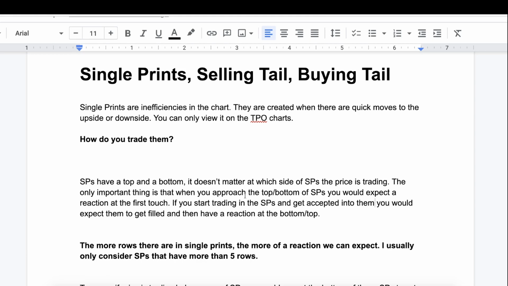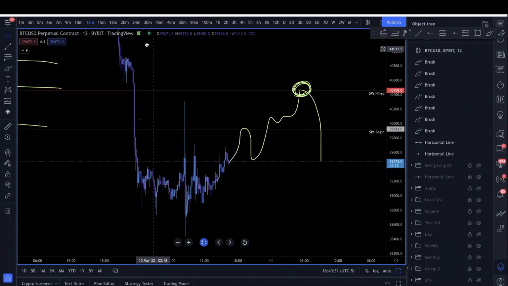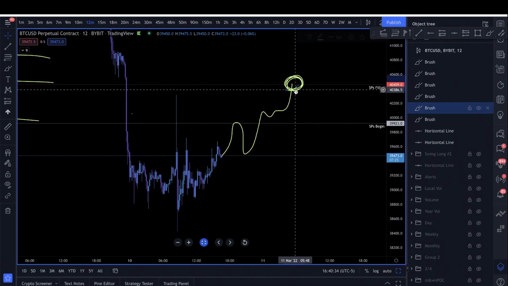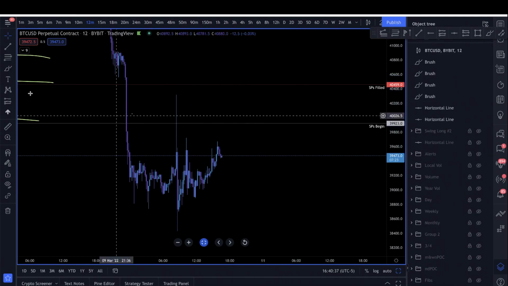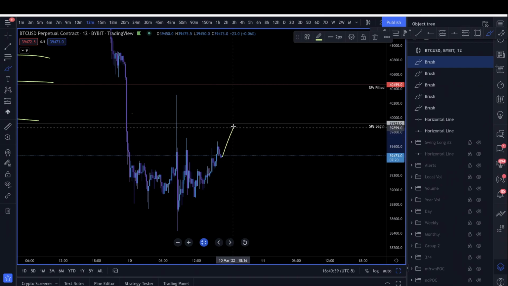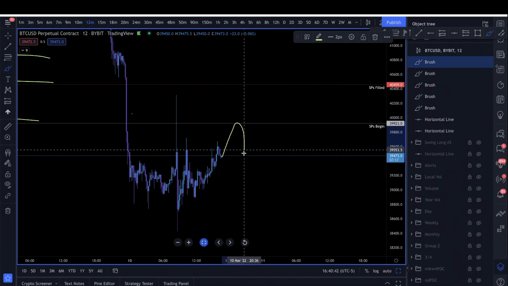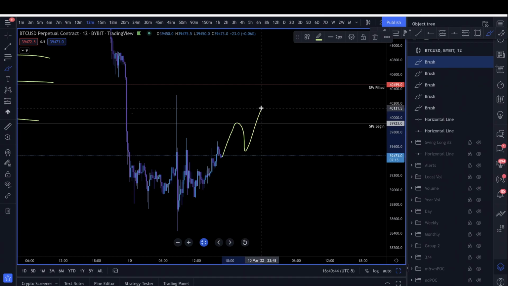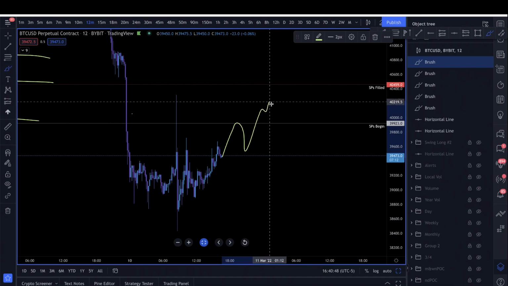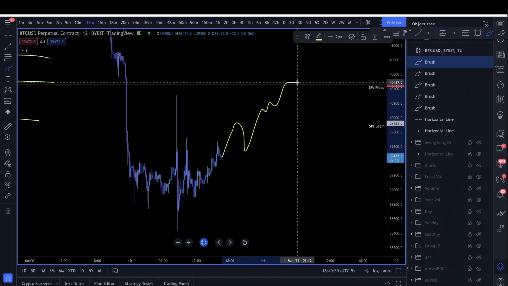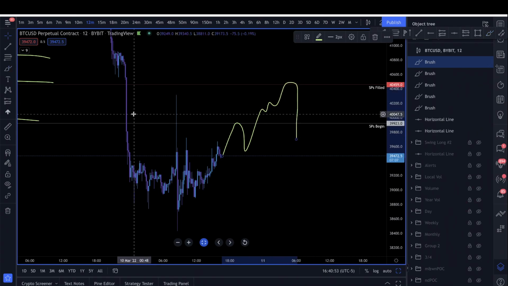The only important thing is that when you approach the beginning of single prints, you expect a reaction at the first touch of them. And then if you start trading inside the single prints, then you expect them to get filled and have a reaction at the top or the bottom. So again, just to reiterate, if we have single prints above us, we would look to use this as a resistance. We look for a reaction right here. And then once price comes inside the single prints, it's best if we wait for those single prints to be filled and then look for a reaction once we fill that entire row of single prints.